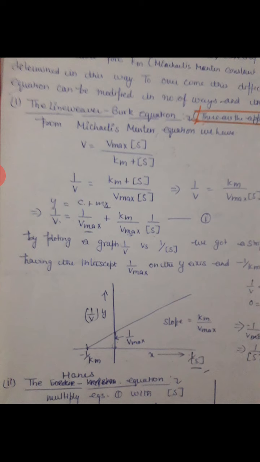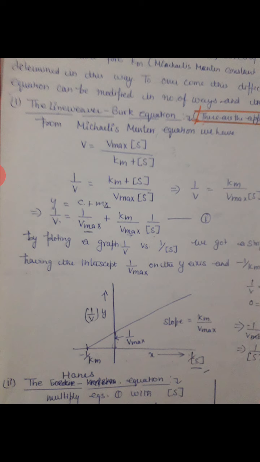1 by Vmax is the intercept. Compare with the equation y is equal to c plus mx. So c comes out to be the intercept, Km divided by Vmax comes out to be the slope, and 1 by the concentration of S comes out to be x. Plotting the graph of y against x, where y is 1 by V and x is 1 by the concentration of S, we get a plot like this.